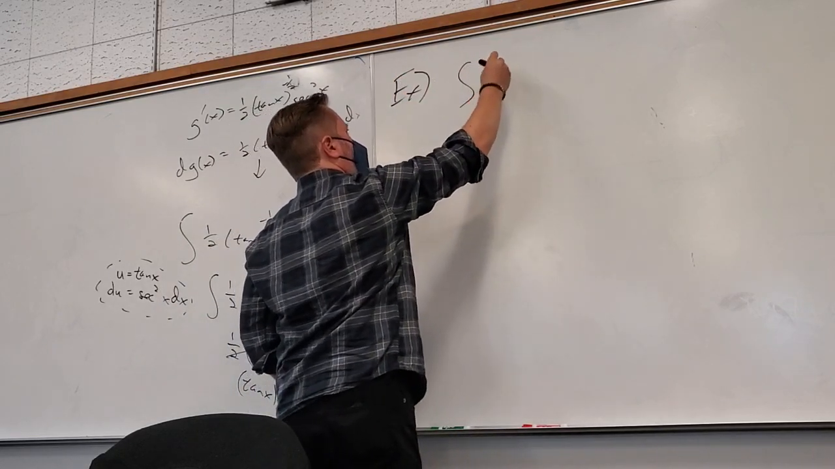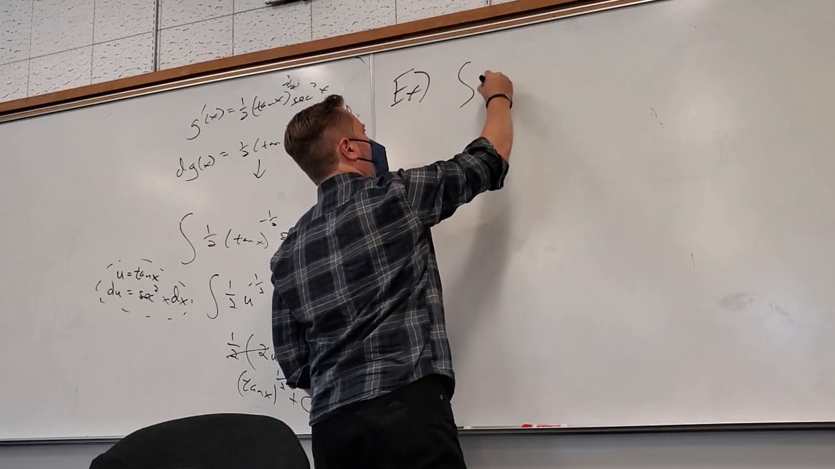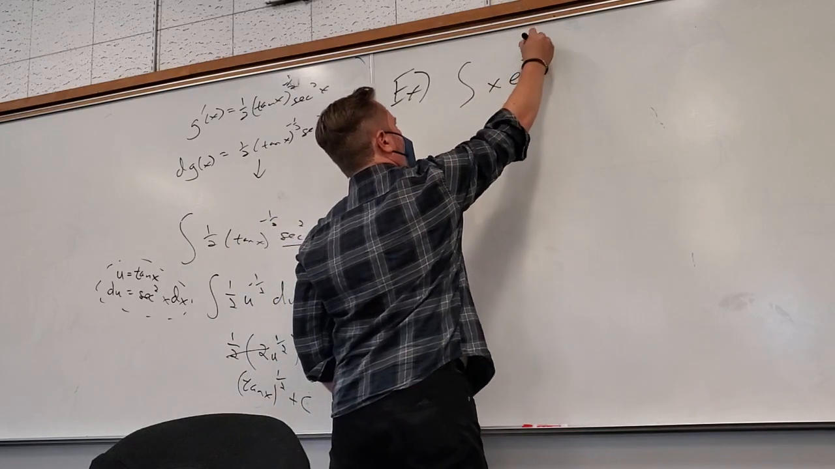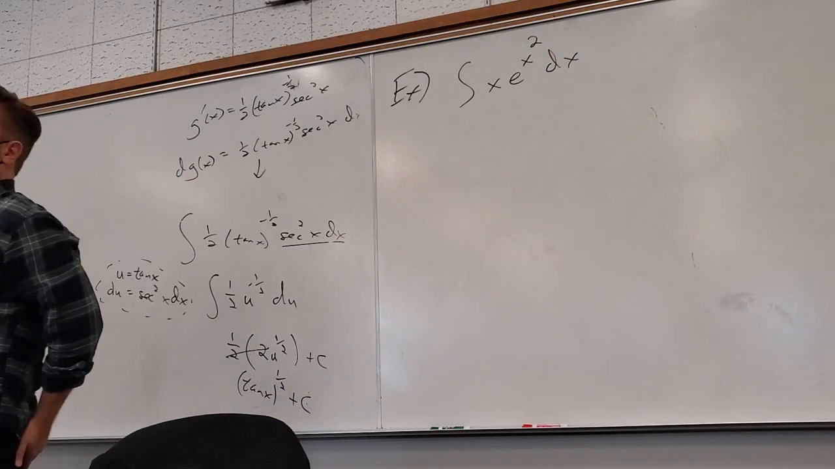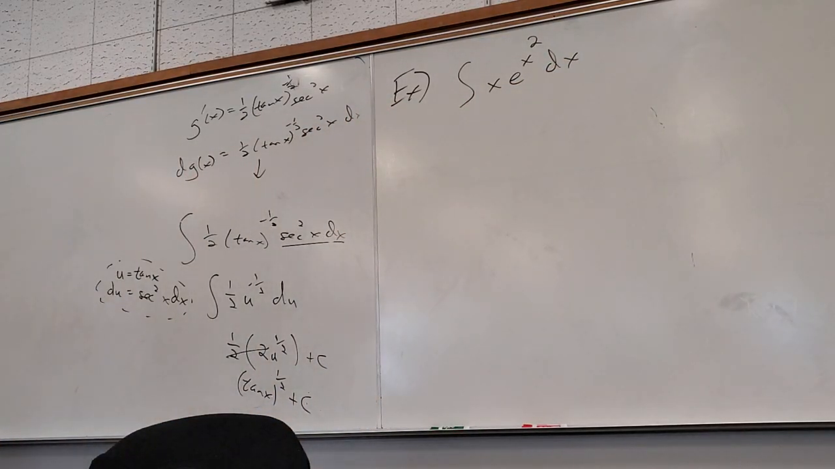Here, integral of x e to the x squared. I'm going to try to start saying this more generally. It's not always the inside function that you let u equal, but normally it is. Is there a function in there whose derivative is basically in there also? Or just start off with what's the inside function? Anyone see what the inside function is?